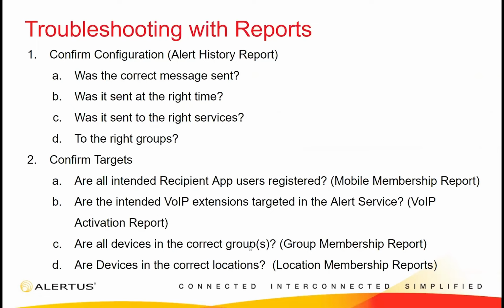Are the devices even in the groups with the group membership report? And if you're using filtering via the map interface, are they in the correct locations, which would be the location membership report? So it really is just a 2-step process. Is the alert configured? And are all the targets where they need to be within the targeting scheme?